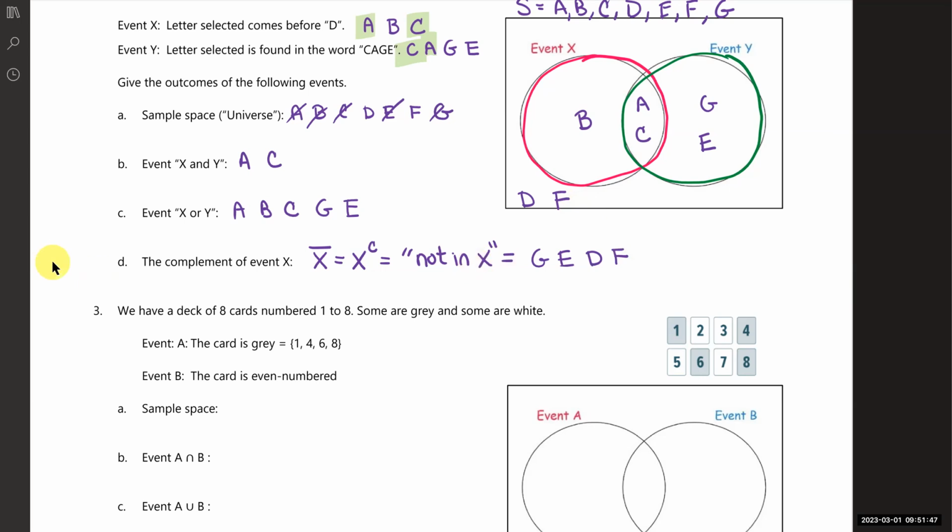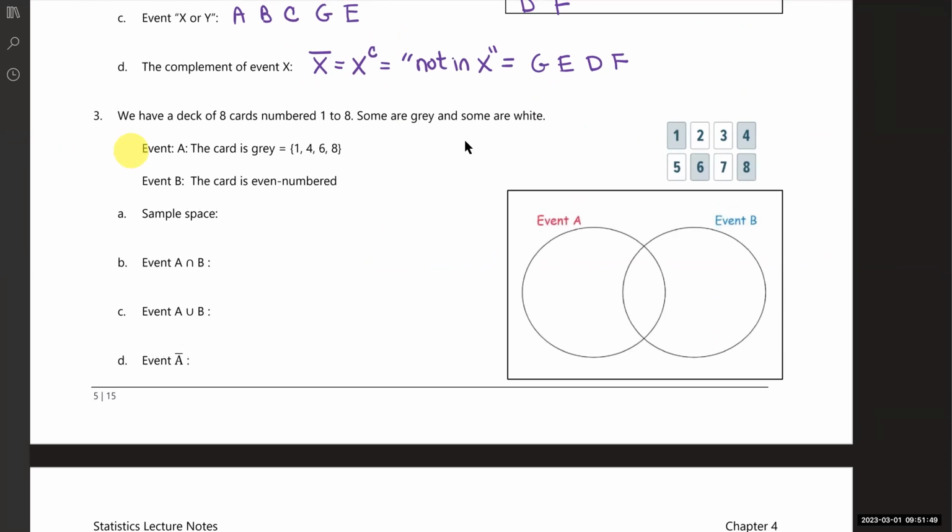Okay, one more. We have a deck of cards numbered 1 through 8. Some are gray, some are white. And the gray ones are 1, 4, 6, 8. That's my event A. And my event B is that it's an even numbered card. So I'm going to just rewrite, there's event A, and then even number cards would be 2, 4, 6, 8. So the sample space: if you're going to pick one of these cards, you could get any one of those 8.